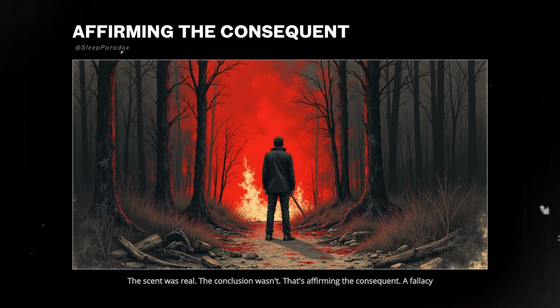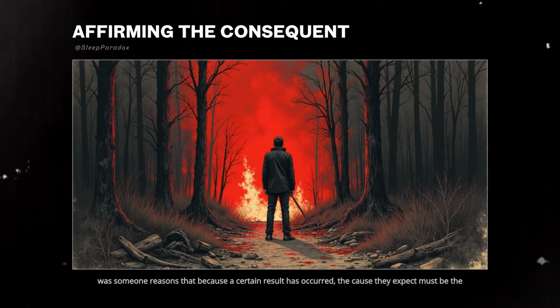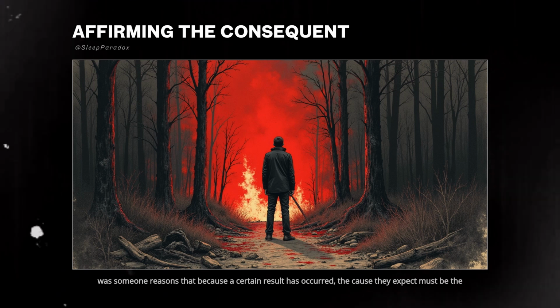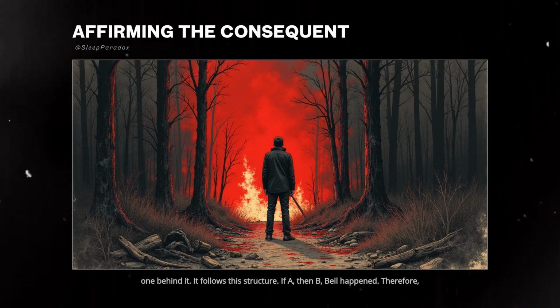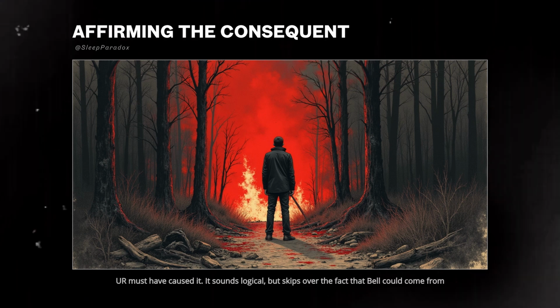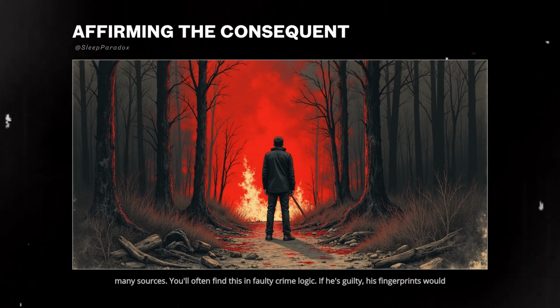That's affirming the consequent. A fallacy, where someone reasons that because a certain result has occurred, the cause they expect must be the one behind it. It follows this structure. If A, then B. B happened. Therefore A must have caused it. It sounds logical, but skips over the fact that B could come from many sources.